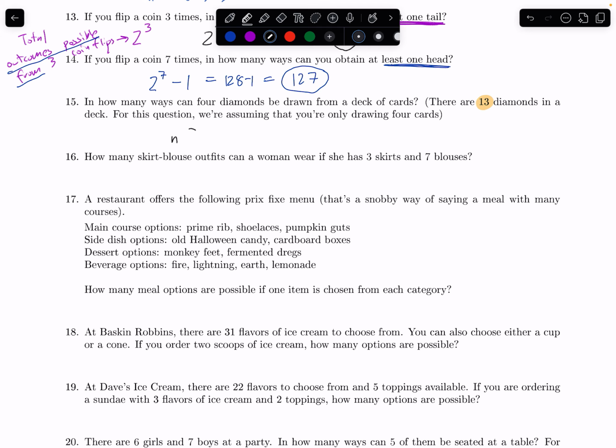So this is an nCr question, and I'm choosing from the diamonds only. I want to pick 4 of them. So 13 choose 4, or nCr 13, 4. All right, here I go, guys. I'm going to plug that in: nCr 13, 4, and the answer is 715. Okay, see you in the last video.